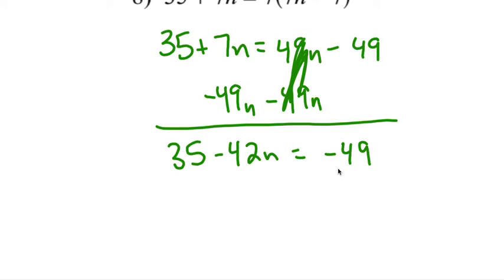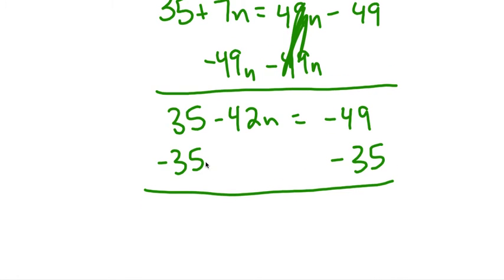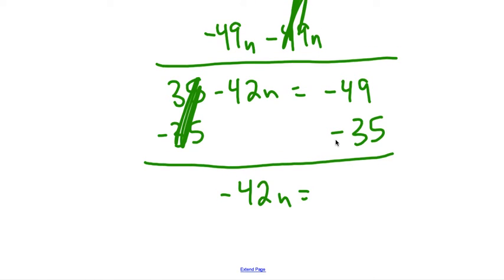Now I want to move the 35, so I'm going to subtract 35 from both sides. 35 minus 35 is 0. Those are gone. Next, bring down the negative 42n. And on my right-hand side, negative 49 minus 35. You may need to break out your calculator for this. That gives you a negative 84.